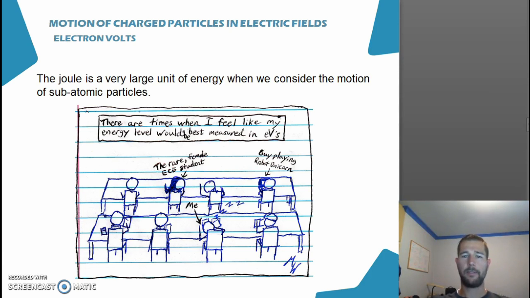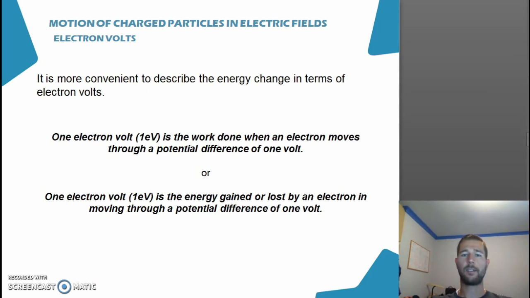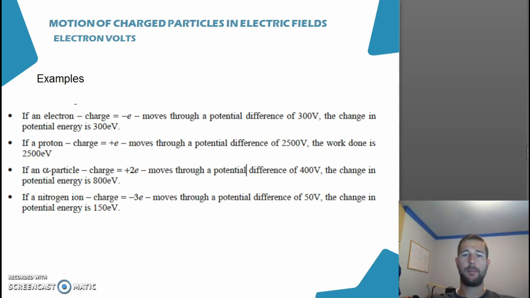When we're talking about electric fields, we often use numbers that are very small. And when we use the standard unit of joules when talking about work, the numbers can get difficult to manage. So we introduce the unit of electron volts to help us manage this. 1 electron volt is the work done when an electron moves through a potential difference of 1 volt. So, for example, if an electron moves through a potential difference of 300 volts, the change in potential energy is 300 electron volts.